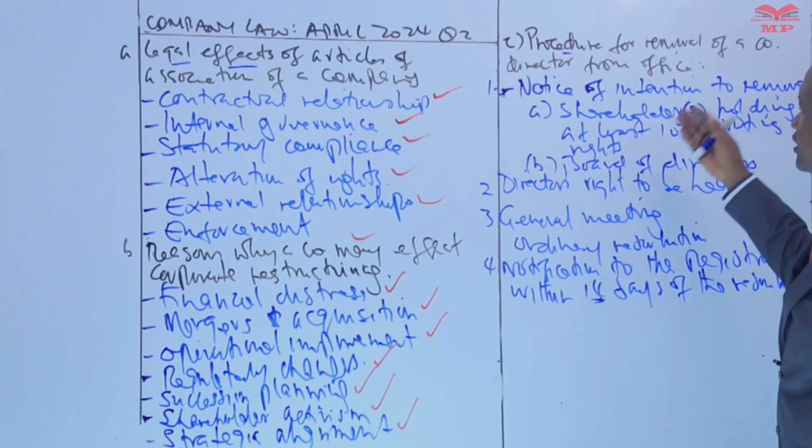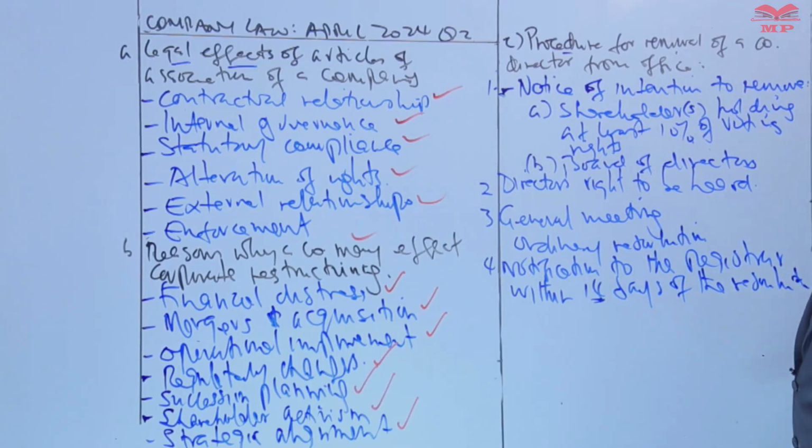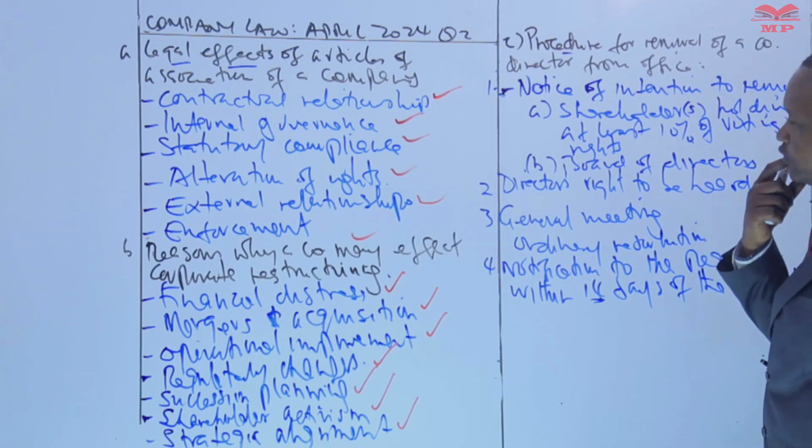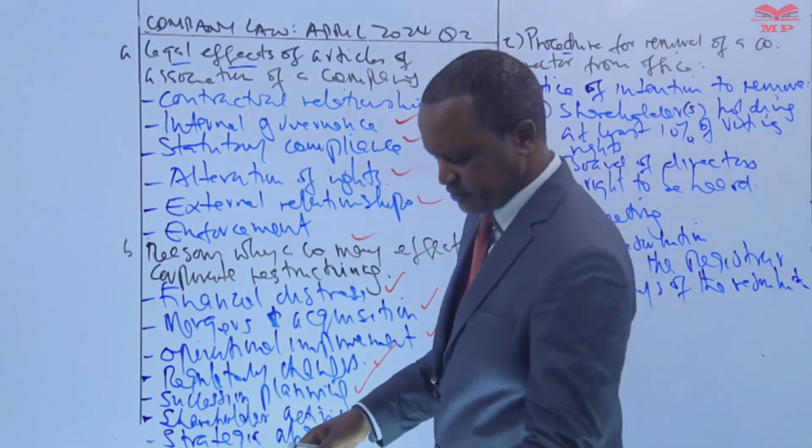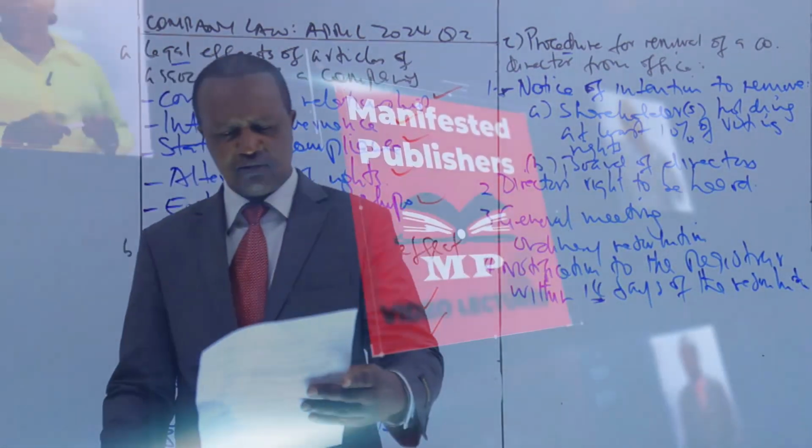So generally, candidates, that's the procedure for removal of a company director. 7 marks.